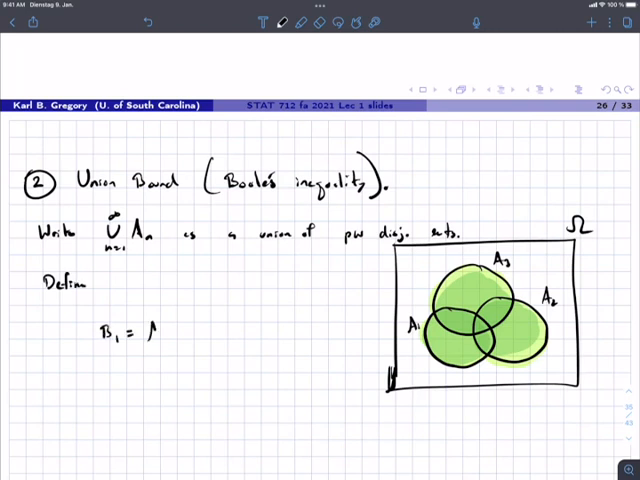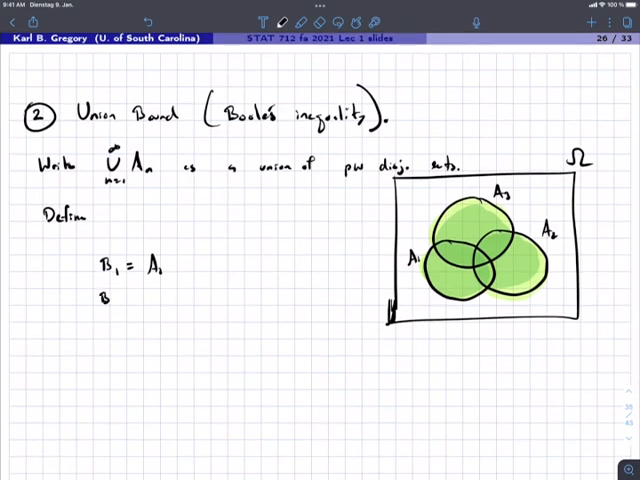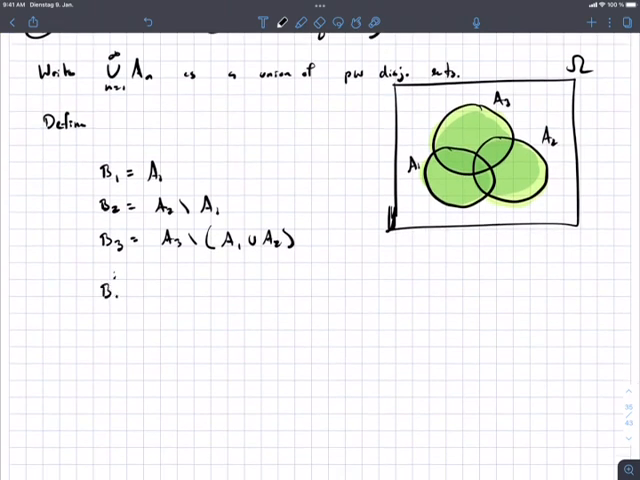Let's define B1 to be A1, B2 to be A2, but the part which is not in A1. Then B3 is going to be A3, but the part which is not in A1 or A2. And let's keep right on going and define Bn as the part which is An, but only the part which is not in the union of A1 through An minus 1.